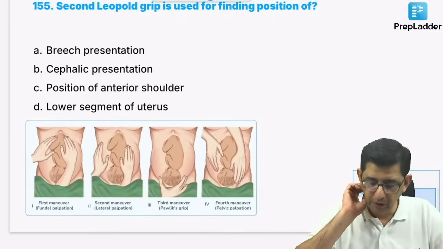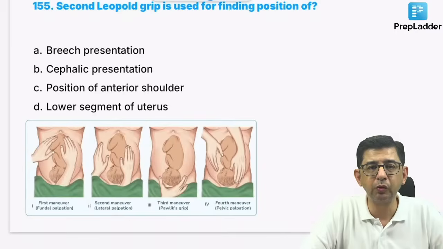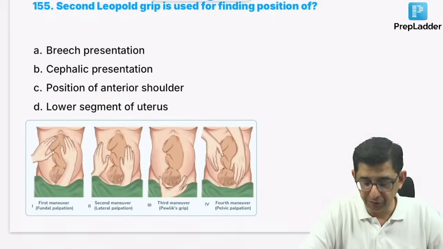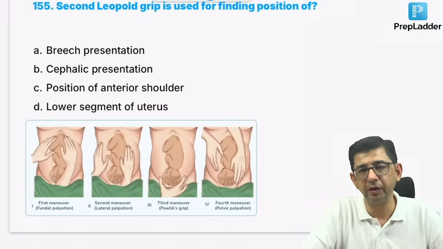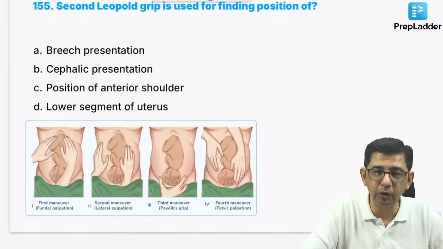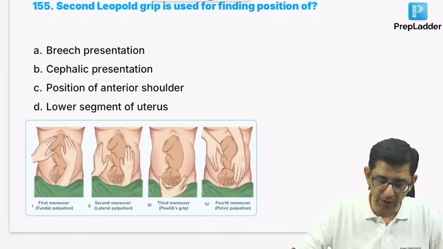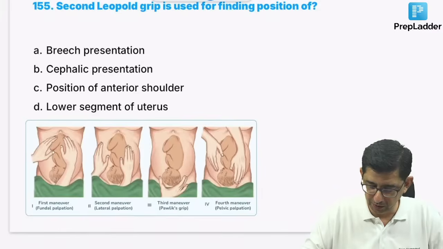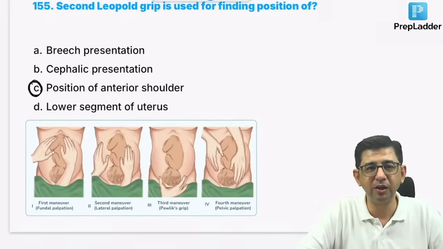Then, Leopold grip. The second one is used to assess, for which I have already shown the images before. The first maneuver, the fundal palpation, will let you know whether the buttocks are there, whether it is a breech presentation or a cephalic presentation. In the second Leopold grip, you are checking for the back of the patient and whether you can feel the hands. That would be the position of the shoulder. So the correct answer in this case would be option C, that is the position of the anterior shoulder is what would be picked up here.